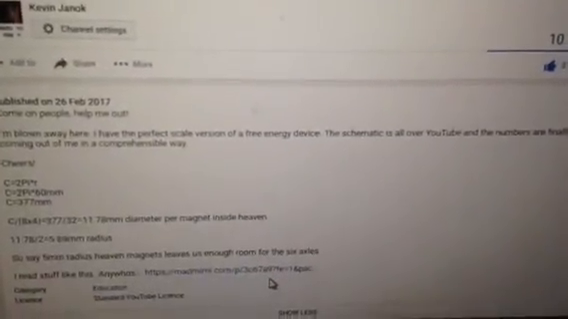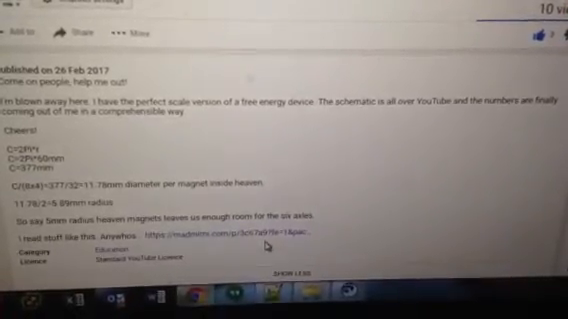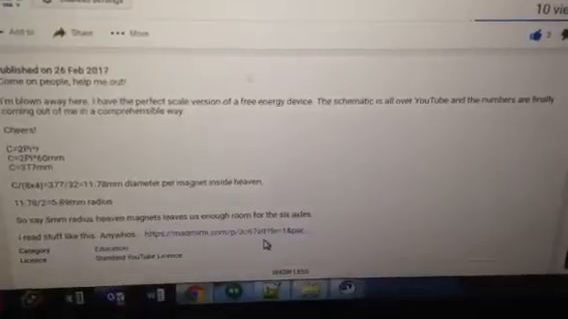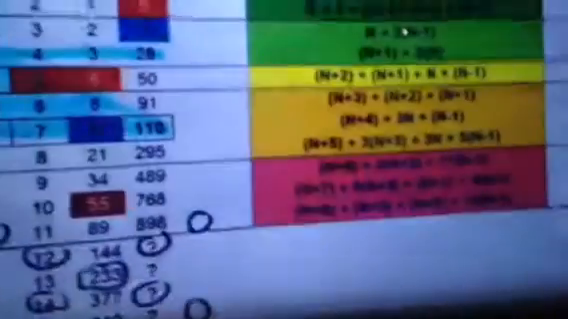Now, I'll even read you the description, okay? I'm blown away here. I have the perfect sale version of a free energy device. The schematic is all over YouTube and the numbers are finally coming out of me in a comprehensible way. Cheers. Bunch of numbers, 5.89 millimeter radius, so say 5 millimeter radius, heaven magnets, leave us enough room for the 6 axles. So, here we are, guys. Enjoy. In true Inception mode.